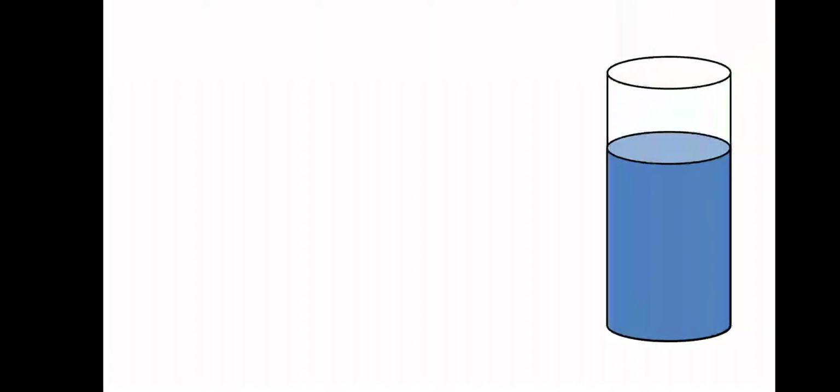and let's say that the cross section area of this container or of the liquid is A, and the height of the liquid from the surface up to the bottom is H. So we can say that the volume of the liquid is equal to cross section area multiplied with the height, that will be equal to AH.